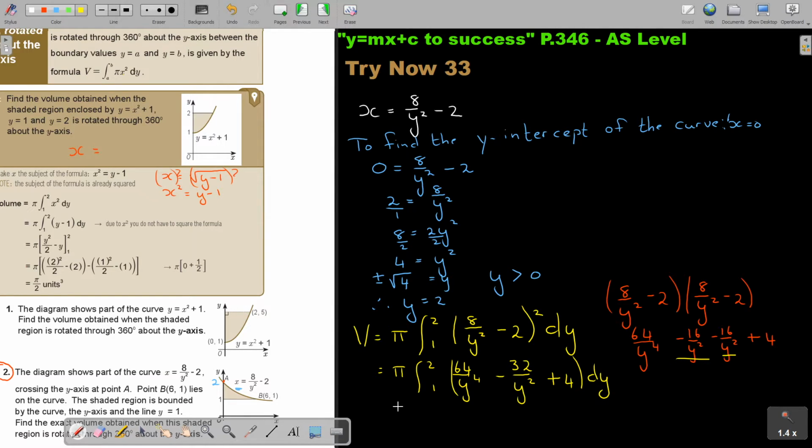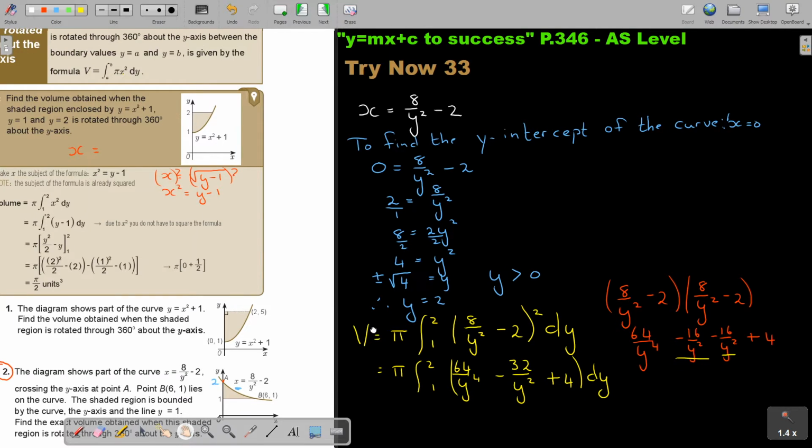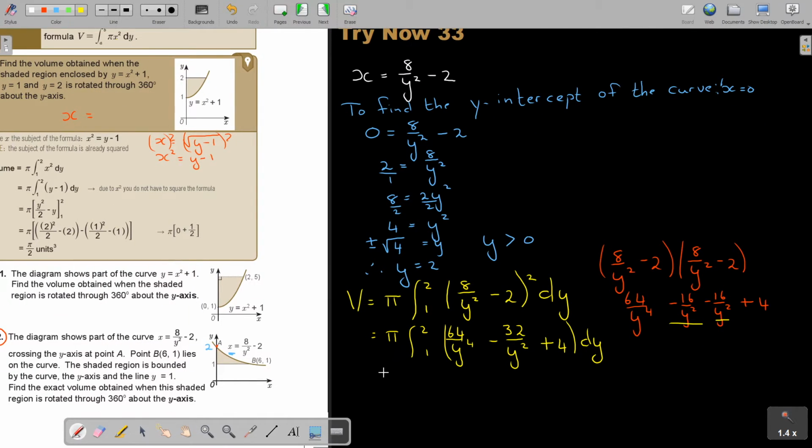Okay, and now I'm just going to go on. I'm going to integrate. Keep the pi. Oh, I first should have just taken it out. I think if I'm doing it here for you, just keep in mind that this is going to be 64 y negative 4 minus 32 y negative 2 plus 4. Just keep this in mind. Okay. So then I don't have to rewrite.